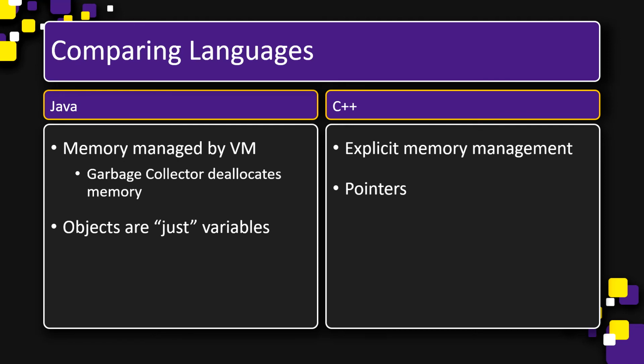Objects in this case are just variables. We talked a little bit about objects last time, but they actually work very similarly to variables. They're not anything particularly special in the way that Java sees them. In C++, explicit memory management is handled by you, the programmer, and pointers are an important aspect of that process. In Java, there are no pointers that you explicitly handle. They're all implicit to the machine itself.